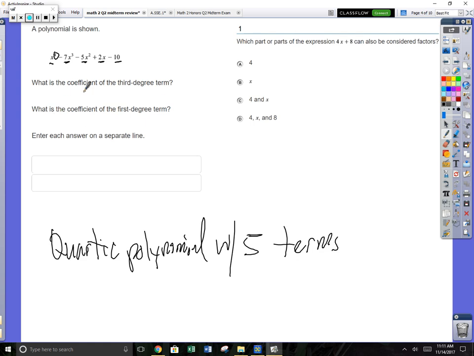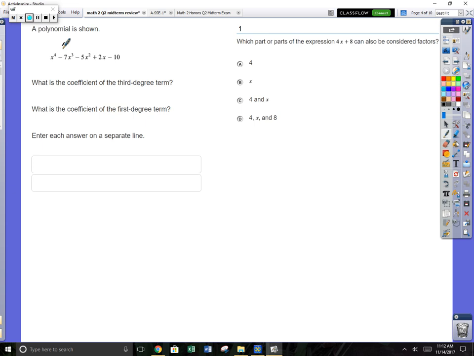Okay, so give me the coefficient of the third degree term. The third degree term is going to be the cubic. So there is the cubic. And the coefficient is how many of them you have. And you have negative 7. What's the coefficient of the first degree term? So they're asking you really how many you have. So the coefficient is just the number in front of the letter. So the first degree term's right there, and I have 2 of them. So that one's not bad.